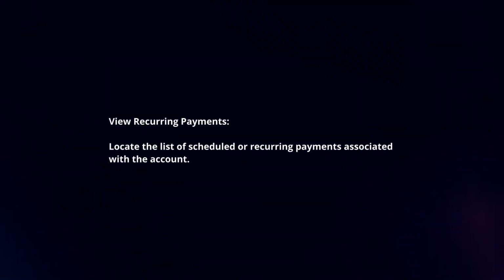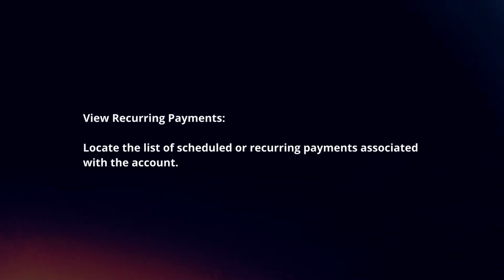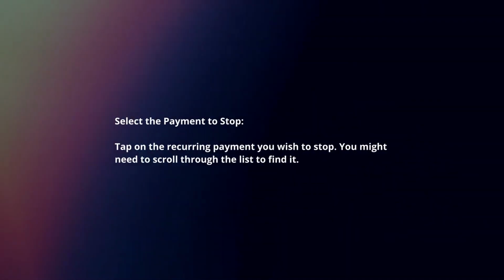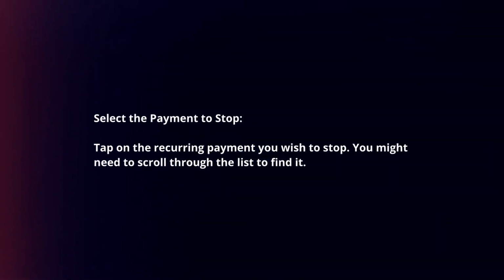View recurring payments. Locate the list of scheduled or recurring payments associated with the account. Select the payment to stop. Tap on the recurring payment you wish to stop. You might need to scroll through the list to find it.